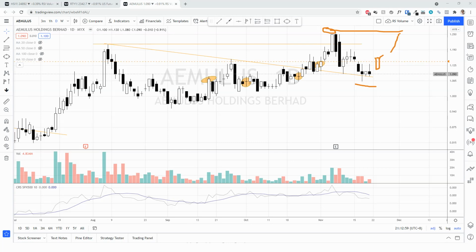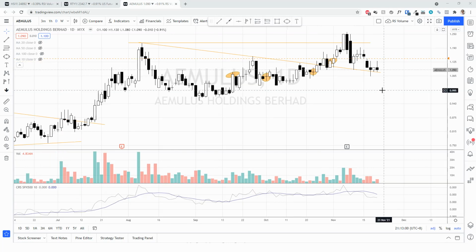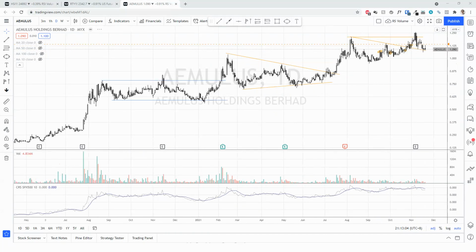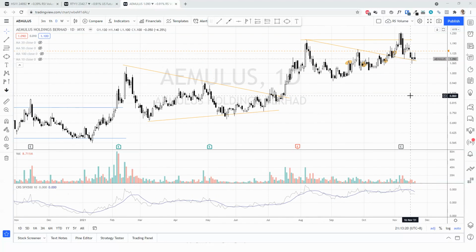For slightly longer, I think AEMULUS could be for position trading or investing because of the huge courses build. I still think that is very bullish for AEMULUS. So these are all the accumulation courses. Certainly there will be quite a lot of upside ahead for AEMULUS. So up to you whether you want to trade short term or long term.